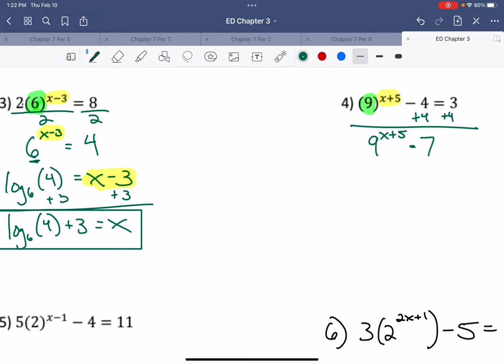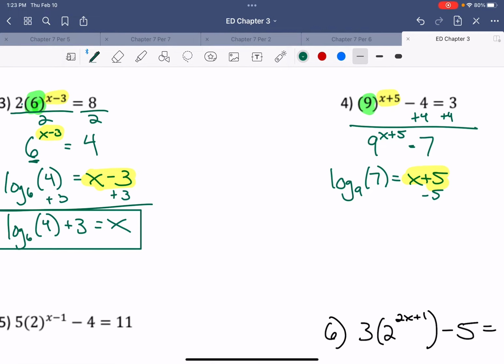I can change it to a log. See if you can change this one to a log. And then you have a little bit more math to do to finish solving for x. Minus the 5. You can't actually minus it, so you'll get a little equation. Log base 9 of 7 minus 5 equals x, or is the answer.